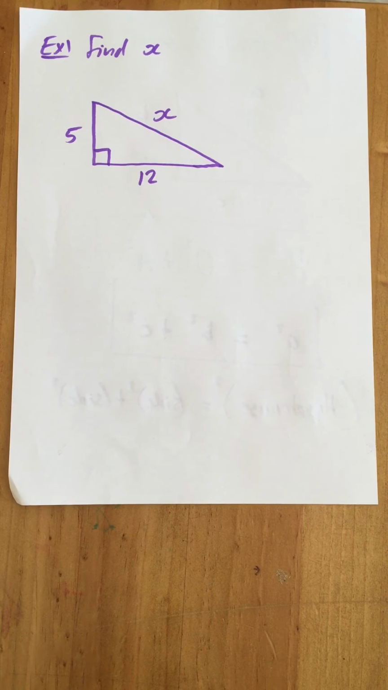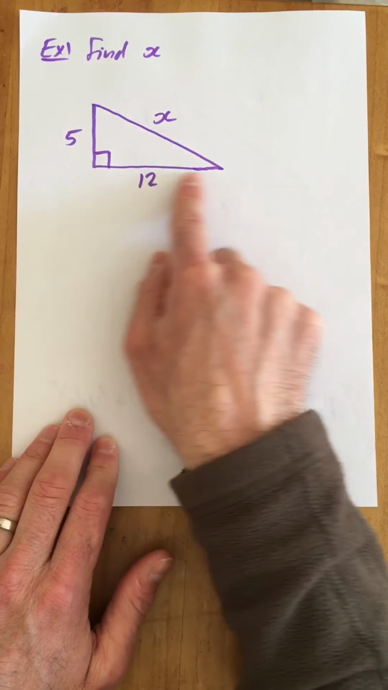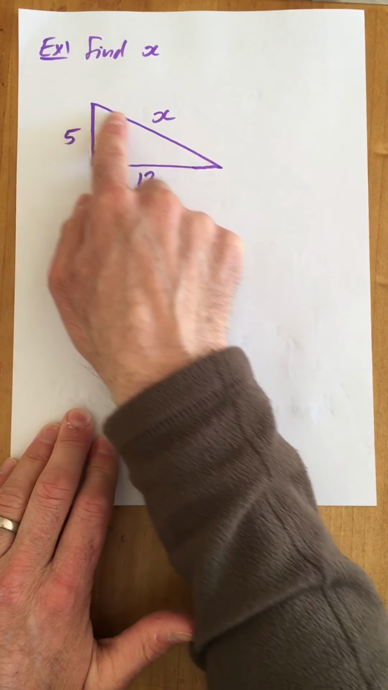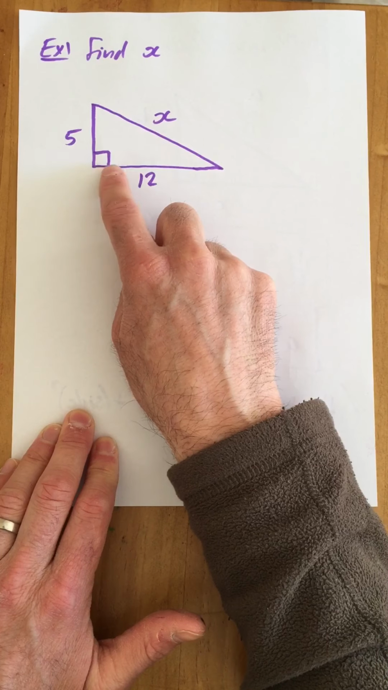Here is an example of how to use Pythagoras' theorem. Example 1. You're asked to find x, or to calculate the length of x. If you look here, we've got a triangle where they tell us this is 5 long, this is 12 long, and this is a mystery length x. However, if you look carefully, it's a right-angled triangle.